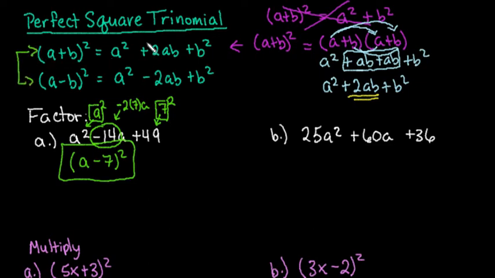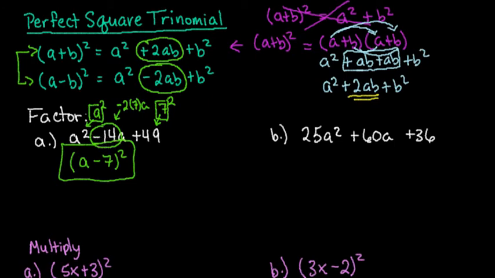Okay, so the difference between these two, just to go back here, is that if you have (a + b) squared, you end up with a positive middle term. And if you have (a − b) squared, then you end up with a negative middle term. So I didn't really discuss that up here, so that's why I put the negative here, because I saw that my middle term was negative.